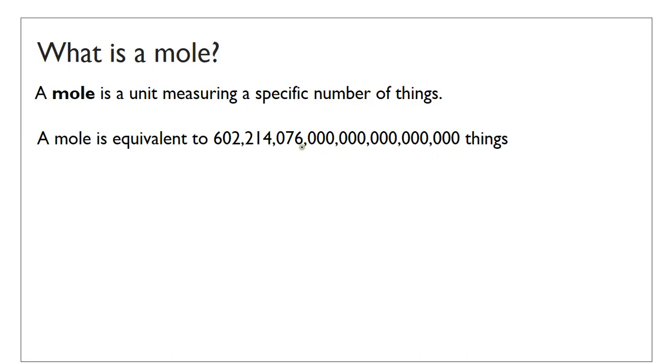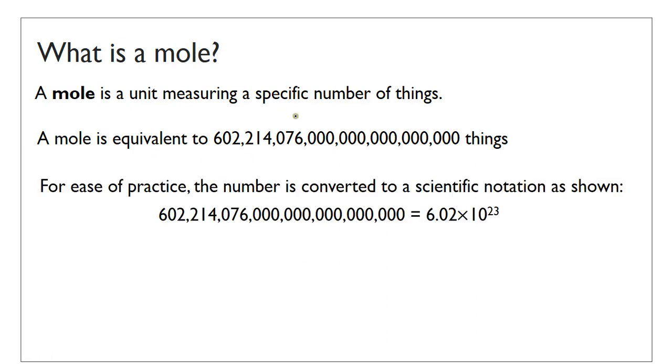I'm not even going to do the counting of the zeros here. So for ease of practice, this number is normally written using scientific notation. We'll normally write it as 6.02 times 10 to the 23 things, or 602 billion trillion things. So a lot of things. You can say 1 mole is equivalent to 6.02 times 10 to the 23 things. If I have 2 moles, it means I have twice that amount of things.